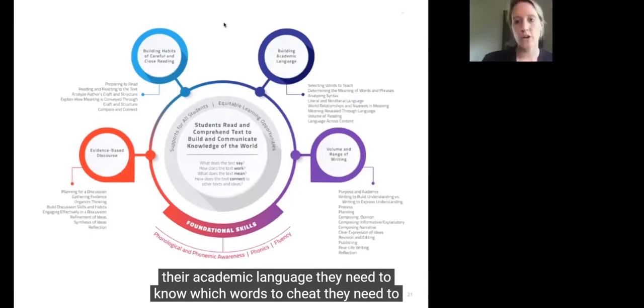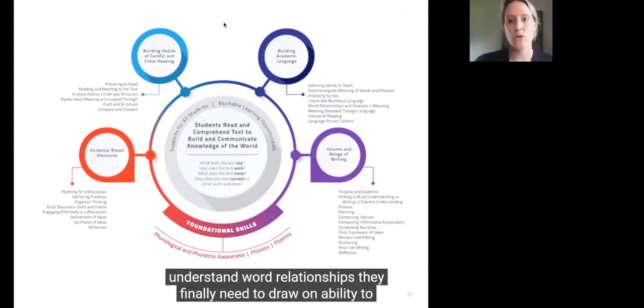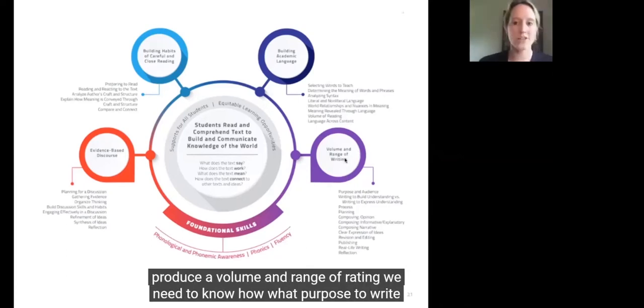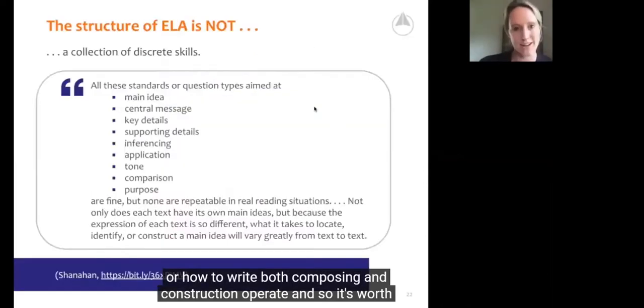They also need to build their academic language. They need to know which words to teach. They need to understand the meaning of those words, literal and non-literal, and they need to understand word relationships. They finally need to draw on the ability to produce a volume and range of writing. They need to know what purpose to write for, how to write, both composing and construction of writing.